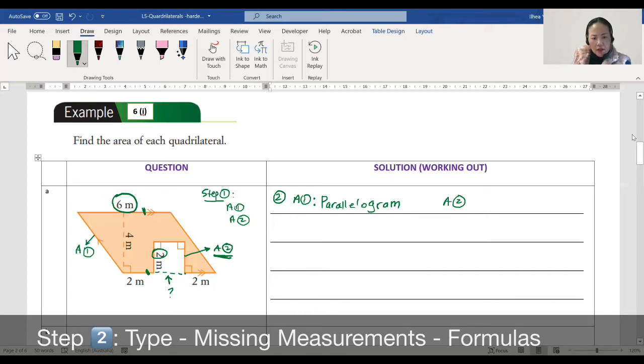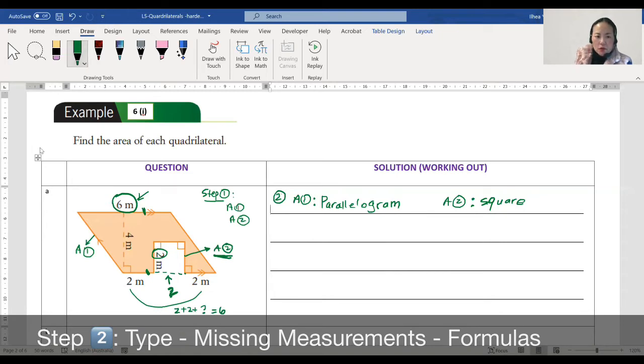Now, if that's 6 and this has to be 6, the whole thing has to be 6. What's the middle part? So 2 plus 2 plus what will be 6? It'll be 2, okay? So I'm going to write this as a 2. So that means this one is definitely a square because all 4 sides are equal. So I'm going to write square. Okay, so I've done that and I need to think about the formula before going to the next step.